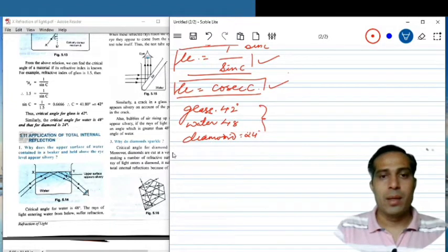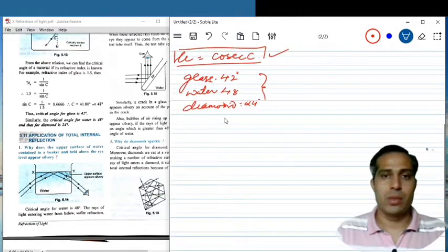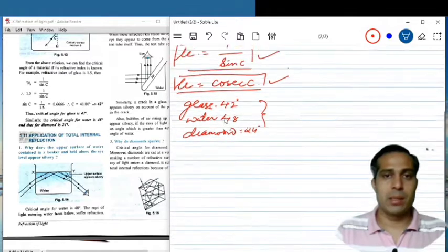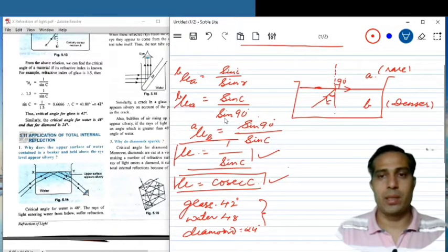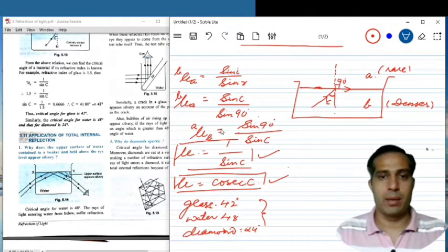So now next topic. This relation, sometimes it can be asked what is the relation between refractive index and the critical angle. So you can answer in this way, that refractive index is equal to 1 over sine c, or we can say refractive index is equal to cosecant of critical angle.